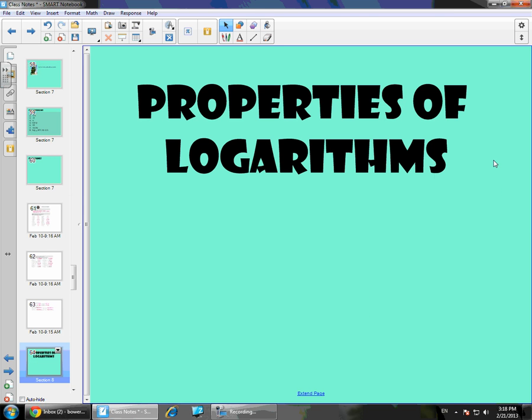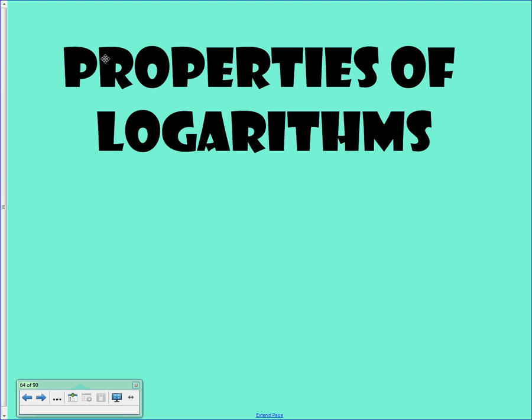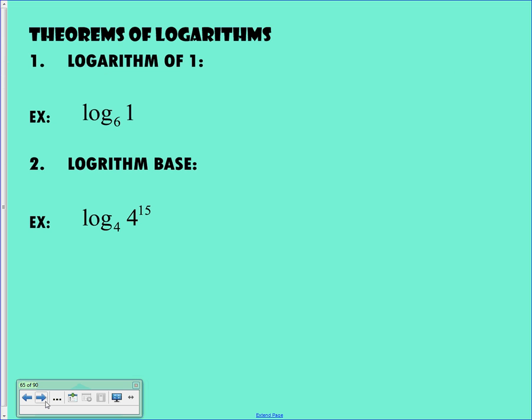Section 9.8 is on properties of logarithms. So we're going to be able to put together logarithms using these properties. We'll go through them one by one. The first one is the logarithm of 1. That is always going to equal 0, because if we write it out, we would say 6 to what power equals 1, and anything to the 0 power is 1. So anytime you see a 1 right here, no matter what the base is, the answer is always 0.